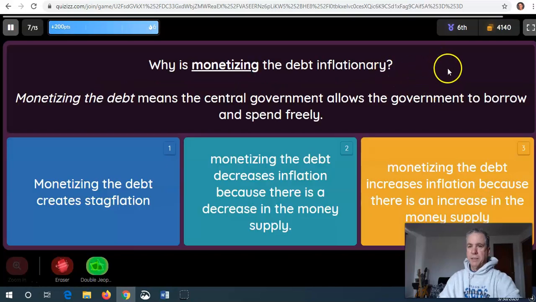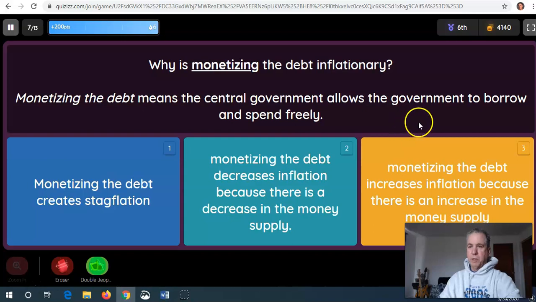Why is monetizing the debt inflationary? Inflationary meaning that the prices of goods and services are going up. Monetizing the debt means that the central government allows the government to borrow and spend freely. Monetizing the debt creates stagflation? No. Monetizing the debt decreases inflation because there's a decrease? No. There's more money, not a decrease in the money supply. It's got to be 3. Monetizing the debt increases inflation because there is an increase in the money supply. Definitely. We're in a period right now where the money supply is increasing, which could lead to inflation.